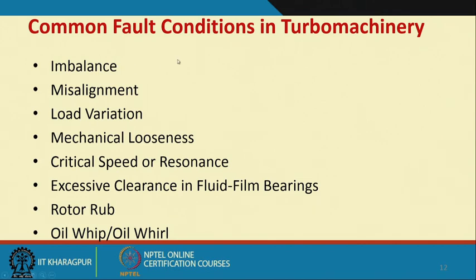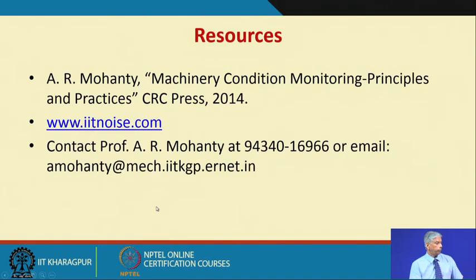Some of the common fault conditions in turbomachinery, which we will be seeing later on, are imbalance, misalignment, load variation, mechanical looseness, critical speed or resonance, excessive clearance in fluid film bearings, rotor rub, oil whirl, and oil whipping. More about this can be found in my book on machinery condition monitoring.